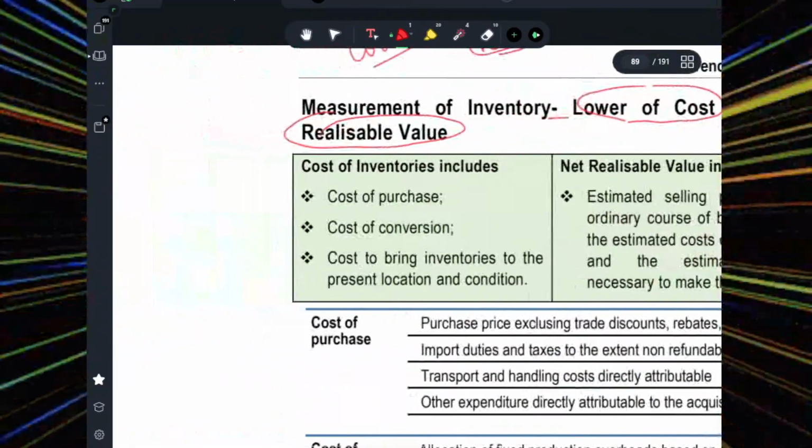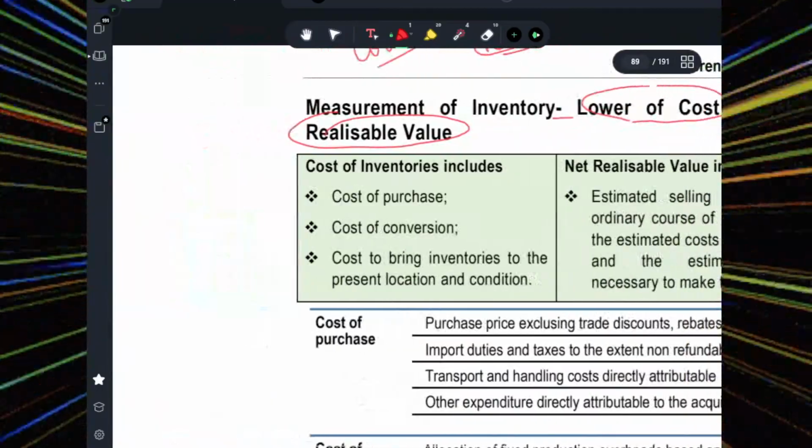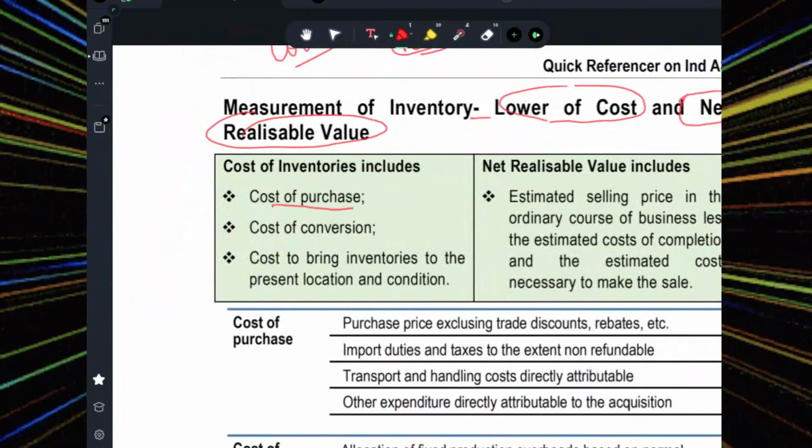So cost of inventory includes cost of purchase. What is the purchase value taken? Cost of conversion: I have converted the raw material into sellable finished goods, that is the conversion cost. And other costs of bringing inventory to its present location and condition. From location A to location B, I brought these goods. For this transportation, this cost is involved. That is also included in the cost of inventory.